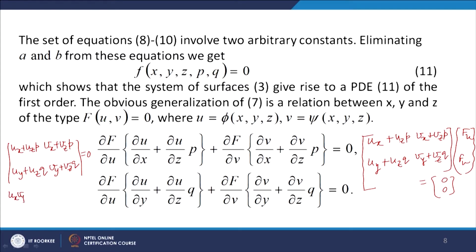u_x v_y, then u_x v_z q, then u_z v_y p, plus u_z v_z pq, and then minus we have u_y v_x, and then u_y v_z p, and we have u_z v_x q, and we have u_z v_z pq.